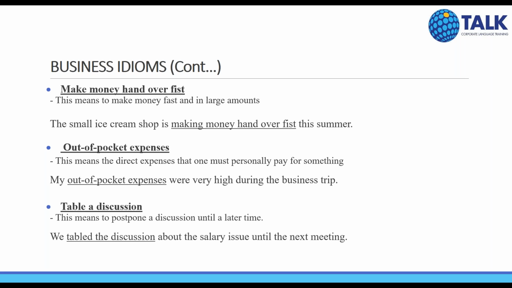Next one, table a discussion. This literally means to postpone a discussion so that you may be in a meeting, but either because of time constraints or you don't have all the information or for whatever reason, you're not going to finish that particular issue. So you table it. You literally leave it on the table. So we tabled the discussion about the salary issue until the next meeting.